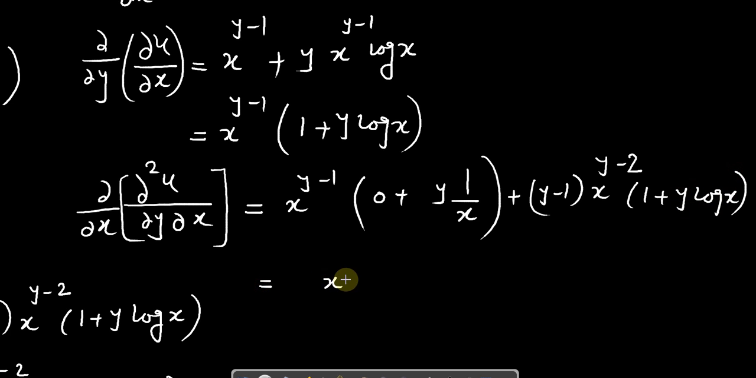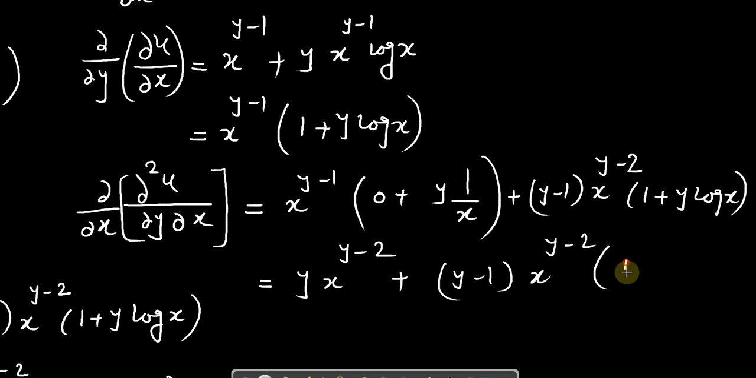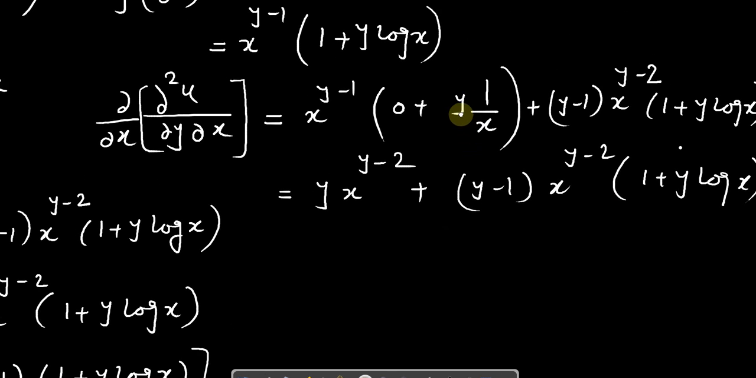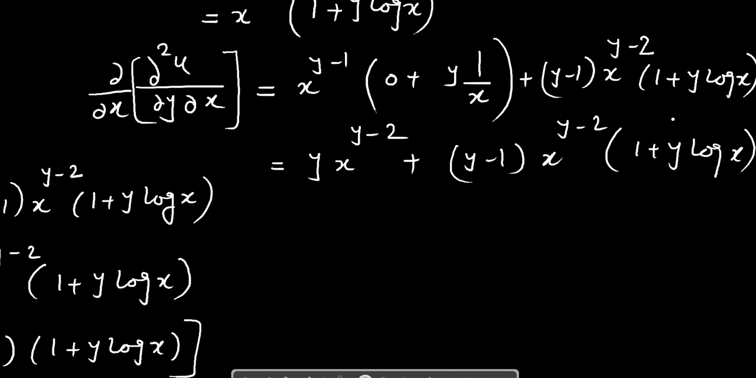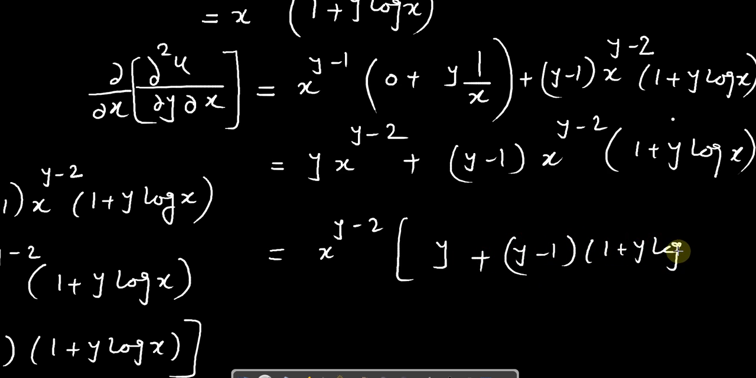Simplify this. x raised to y minus 2 into y minus 1, x raised to y minus 2, 1 plus y log x. Now taking x raised to y minus 2 common. y plus y minus 1 into 1 plus y log x. So this is right hand side derivative.